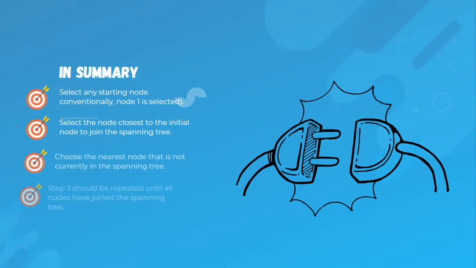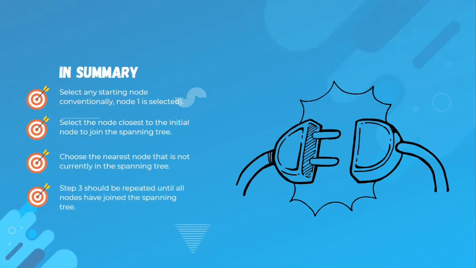So ayun, sabi ko lang naman, simple lang naman yung topic na to. So in summary, number 1, select any starting node. Conventionally, node 1 is selected. Number 2, select the node closest to the initial node to join the spanning tree. Number 3, choose the nearest node that is not currently in the spanning tree. And number 4, step 3 should be repeated until all nodes have joined the spanning tree.